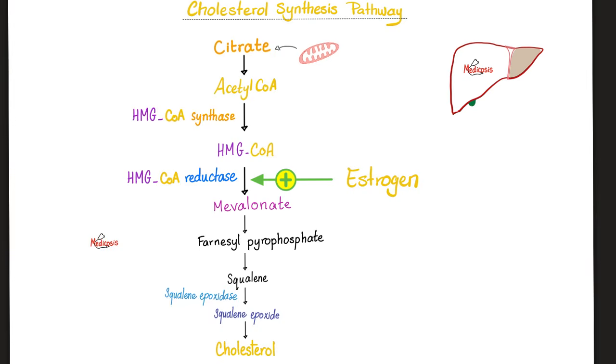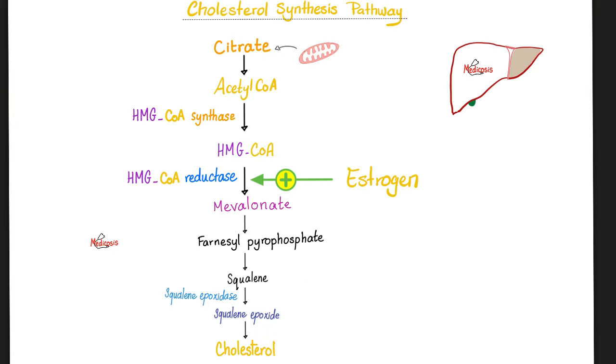Cholesterol synthesis pathway, do you remember? Yeah, citrate. Where do you get it from? Mitochondria, remember? It was called the citric acid cycle, or Krebs cycle, or TCA cycle. Citrate into acetyl-CoA, all of this happened in the liver, by the way. By an HMG-CoA synthase, you get HMG-CoA. By HMG-CoA reductase, you reduce the HMG-CoA into mevalonate or mevalonic acid, and then farnesyl whatever, and then squalene. By squalene epoxidase, you get squalene epoxide, and then you get cholesterol in the liver. This is called de novo cholesterol synthesis.